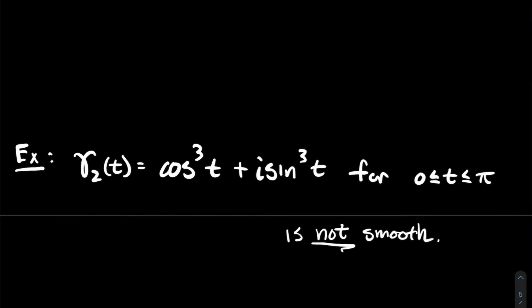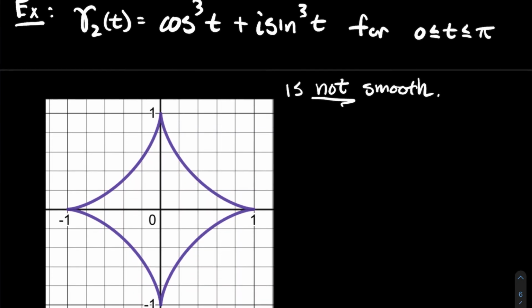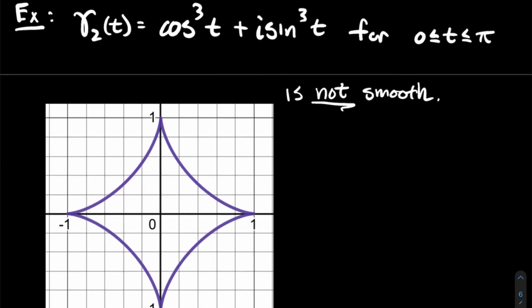All right, so let's look at another example. Let's look at gamma 2 now, which is cosine cubed t plus i sine cubed t. This should be for t between 0 and 2 pi, is what I meant to have there. But this thing is not going to be smooth. So here's its picture. I think it's called an asteroid if you take a trig class.